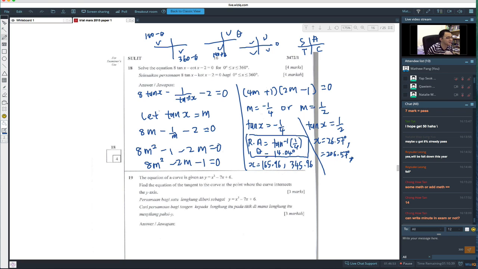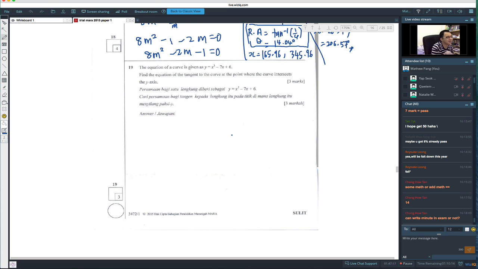Okay, any question for trigo question? If no, we're going to move on to the next one. Can write minutes in exam or not? Yes, I think it should be okay, because when you write minutes, you are not actually changing the value. So you should be correct also. But most of the time, I just write degree. It's easier.